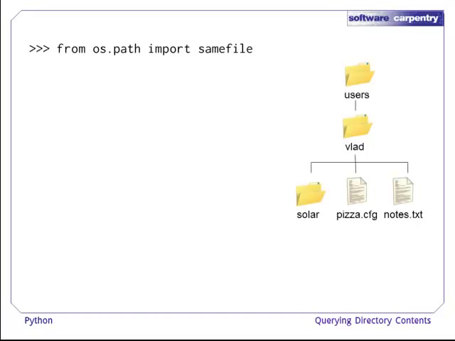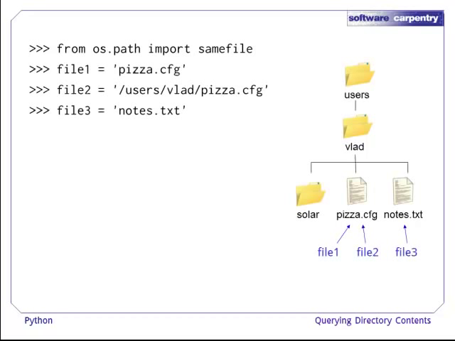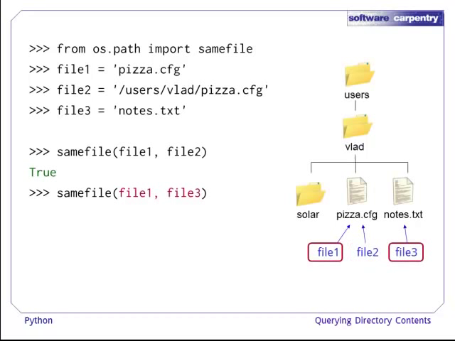Samefile allows us to check whether two paths point to the same file or directory. This is useful when paths are held in variables. So let's import it and create some variables with file paths. If we compare file1 and file2, which contain relative and absolute paths to the same file, then we get the expected result of true. And if we compare file1 to a different path, file3, then we get false.